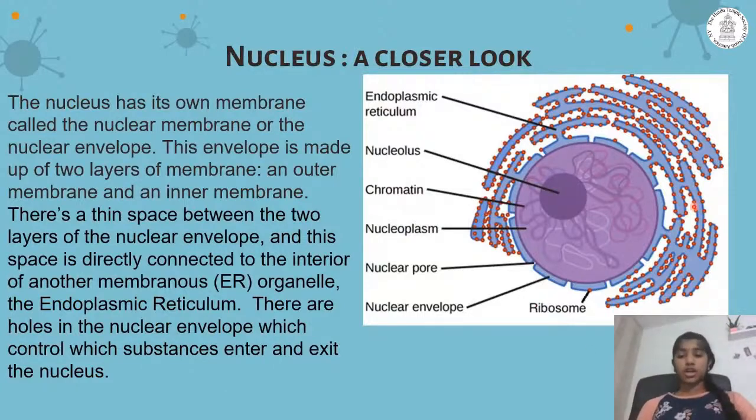Nucleus. A closer look. The nucleus has its own membrane called the nuclear envelope or the nuclear membrane. This envelope is made up of two layers of membrane, an outer membrane and an inner membrane. There's a thin space between the two layers of the nuclear envelope, and this space is directly connected to the interior of another membranous organelle, the endoplasmic reticulum. There are holes in the nuclear envelope which control which substances enter and exit the nucleus. So these nuclear pores are the holes that control which substances enter and exit.